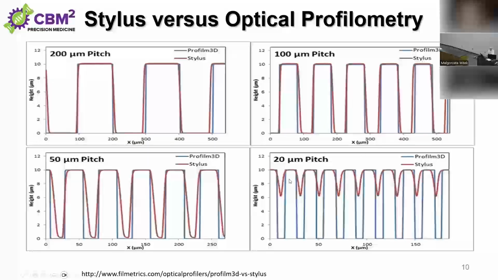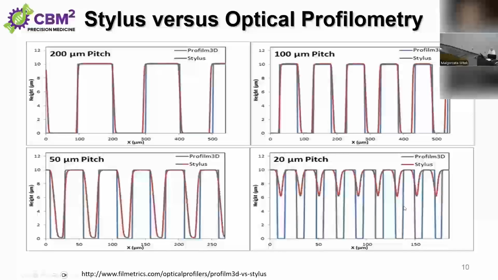This is actually quite interesting here. You're looking at the stylus contact profilometry versus optical profilometry. And if you look at this 20 micron pitch, that means that the spacing between these structures is extremely small. You can see what the topographical features look like with the stylus because it doesn't fit into this small groove. But with the optical profilometry, it doesn't have that problem. Not at all. So it's not limited by the size of the stylus that you would use in contact profilometry.